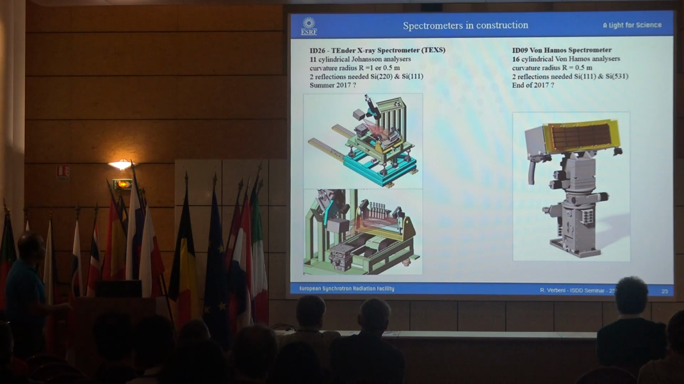Another interesting spectrometer will be constructed at ID9, called the Vanamos spectrometer. Here we have 16 cylindrical analyzers called Vanamos, and they are 4x4 with a curvature radius of 0.5 meters. And here you have 2 reflections needed for the moment, 111 and 5:1. And this will be ready for the end of the year.